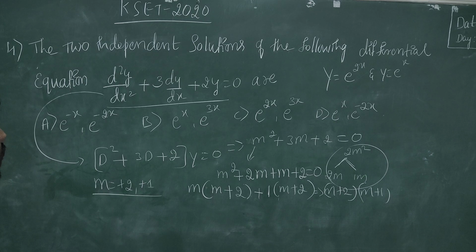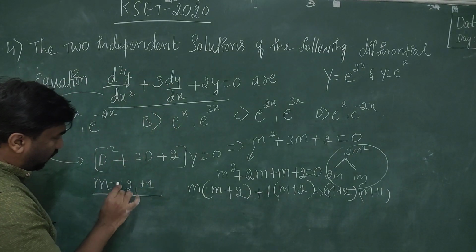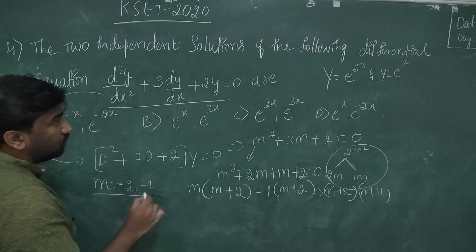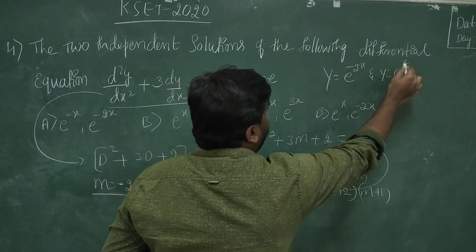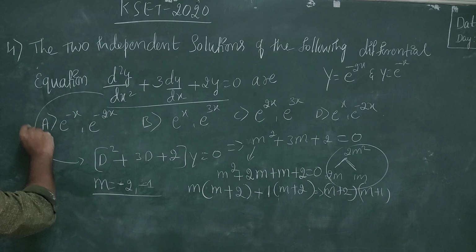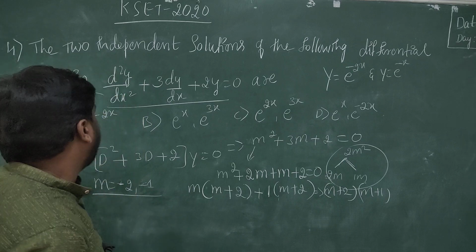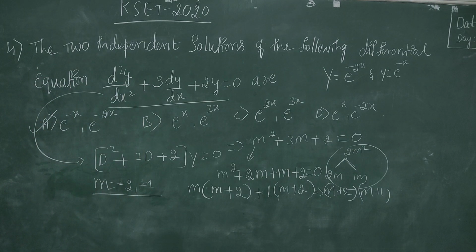So this is m plus 2 and m plus 1, which means m is equal to minus 2 and minus 1. So therefore e power minus 2x and e power minus x. Any option? Yes, option A is correct: e power minus 2x and e power minus x. Easy question.